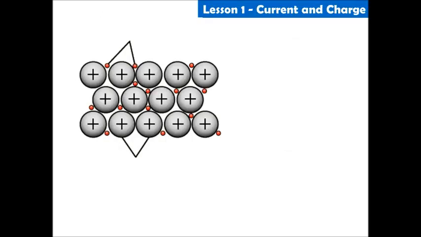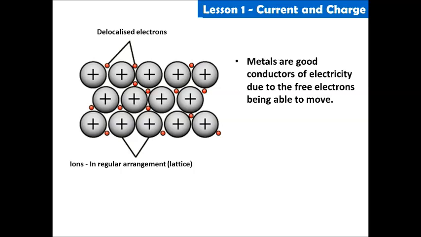First of all, let's look at the structure of metals and what makes them such good conductors of electricity. Metals are made up of positively charged ions in a regular arrangement known as a lattice. They've become positively charged by giving up one or more negatively charged particles known as electrons into a sea of delocalized electrons. These electrons are free to move around randomly in every direction. It is the ability of these electrons to move around that means that metals are such good conductors of electricity, as they can transfer the electrical energy from one place to another.